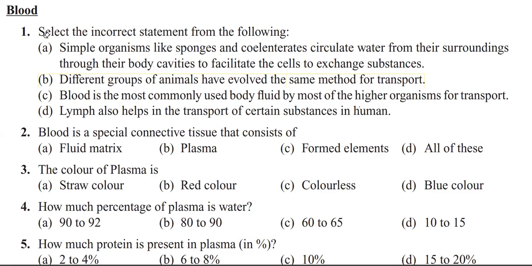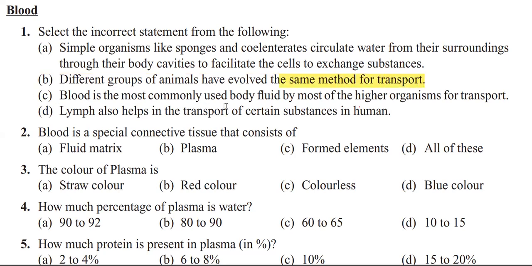Questions on body fluids and circulation. Select the incorrect statement from the following. Simple organisms like sponges and ciliates circulate water from their surroundings through their body cavities to facilitate the cells to exchange substances. Yes, the statement is correct. Different groups of animals have evolved the same method of transport, right? Not the same method of transport.